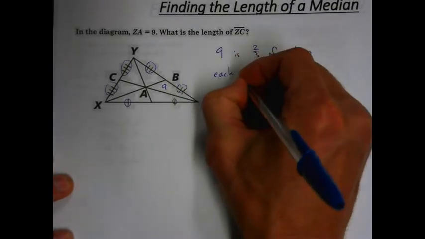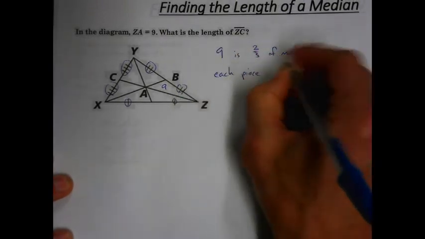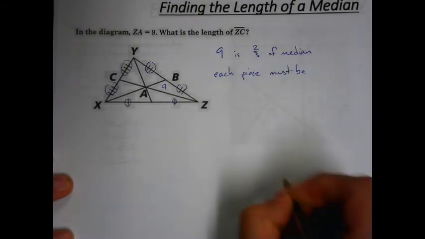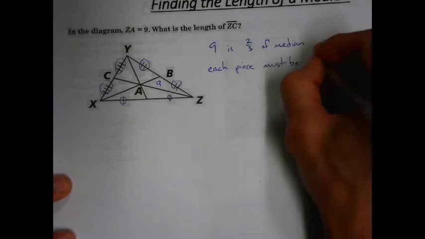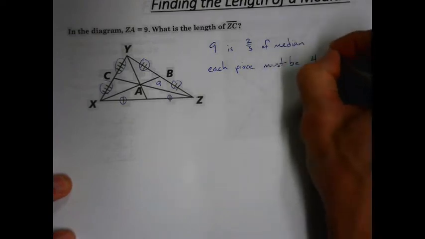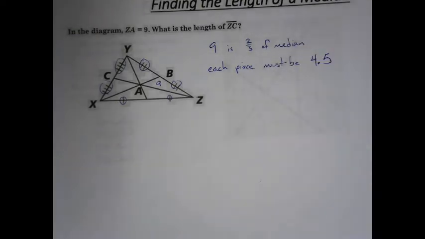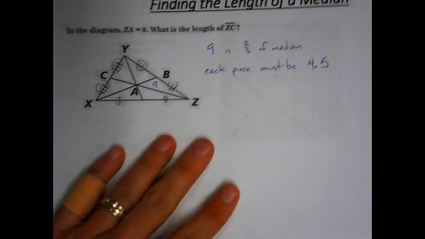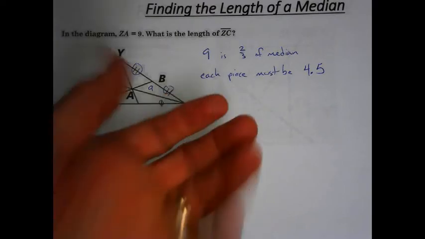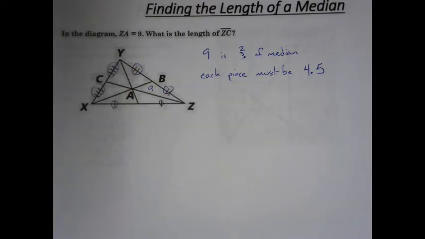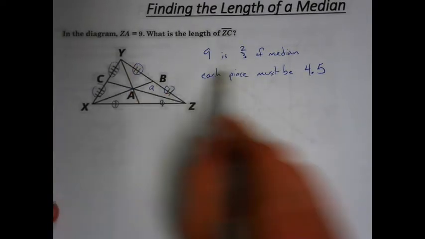So each piece must be how much? 9 is 2 pieces, so cut 9 in half, 4.5. Don't be afraid of decimals. They exist. Decimals are numbers. They have feelings. Don't ignore them. So each piece must be 4.5. If 9 is 2 pieces, then 1 piece is 4.5.